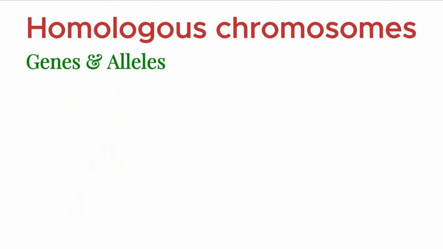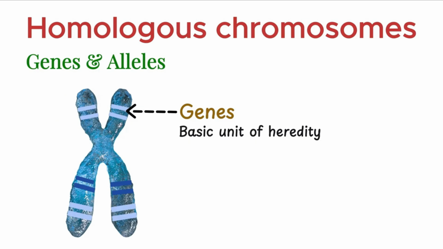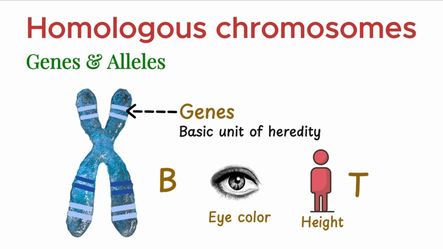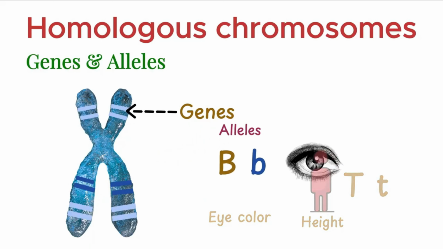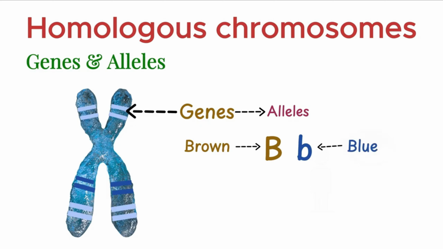As you all know, chromosomes carry genetic information in the form of genes. These genes are the basic units of heredity in humans. But here's something important. For each trait, humans don't just have one fixed gene. Instead, we have different versions of that gene, and these versions are called alleles. Let's take eye color as an example. The gene responsible for eye color can exist in two common forms. One version, represented by a capital B, codes for brown eyes. The other version, a lowercase b, codes for blue eyes.